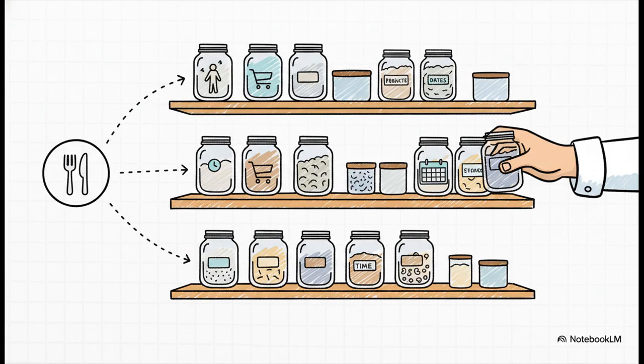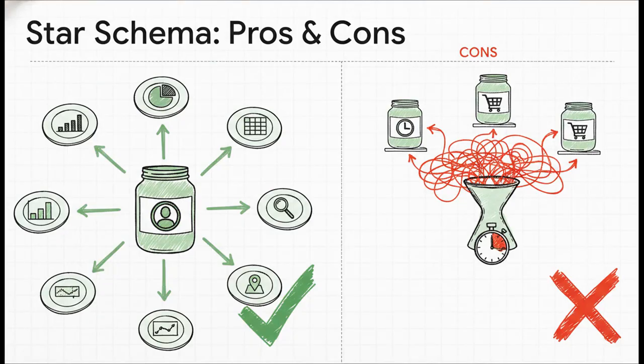The classic data warehouse toolkit has the perfect analogy for this. A star schema is like a master chef's pantry. Every single ingredient, every product, every customer, every date is neatly labeled and stored in its own separate container. This gives you incredible flexibility to just grab what you need and combine them into any analytical meal you can dream up.